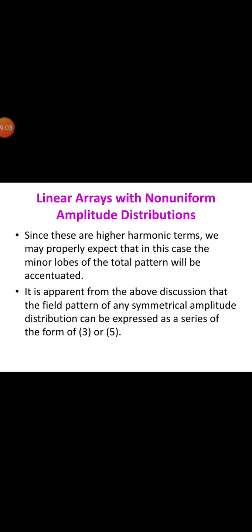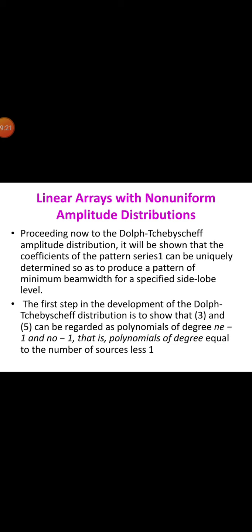Since these are higher harmonic terms, we may properly expect that in this case the minor lobes of the total pattern will be accentuated. It is apparent from the above discussion that the field pattern of any symmetrical amplitude distribution can be expressed as a series of form 3 or 5. Proceeding now to the Dolph-Chebyshev amplitude distribution, it can be shown that the coefficients of the pattern series can be uniquely determined so as to produce a pattern of minimum beamwidth for a specified side lobe level.